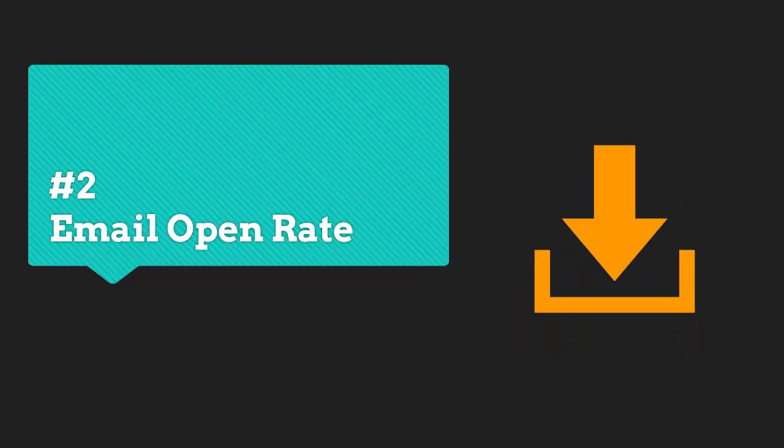Number 2 is to look at your email open rate. And this is from your newsletter software to let you know how many folks are interested in the emails that you're sending out. So ideally, you can have a 20 to 30% open rate. Anything higher is fantastic. If it's lower than that, you may need to work on improving your subject lines.